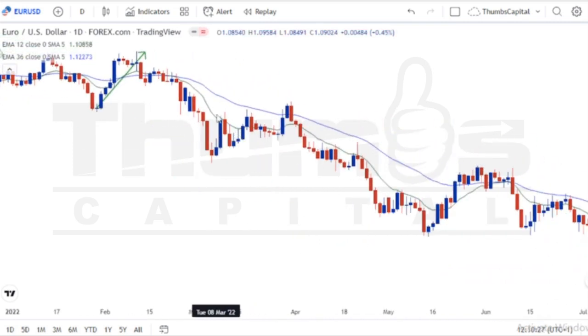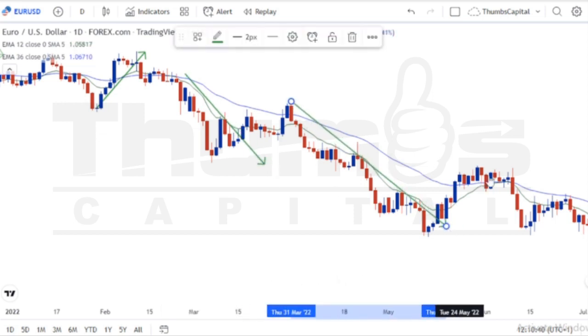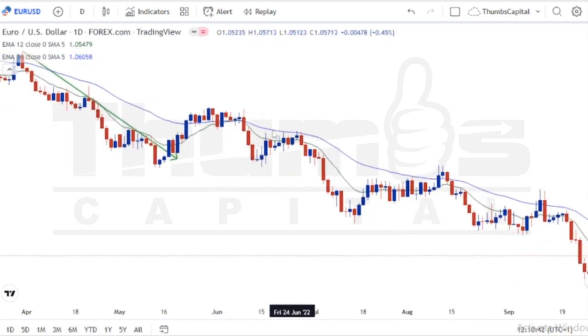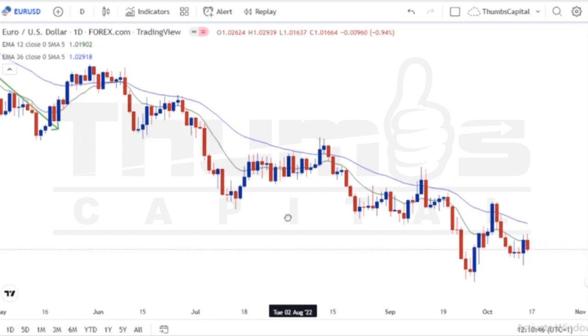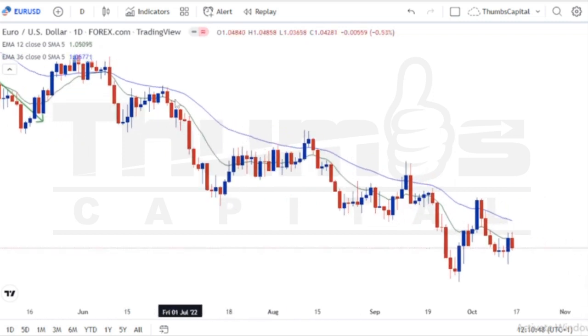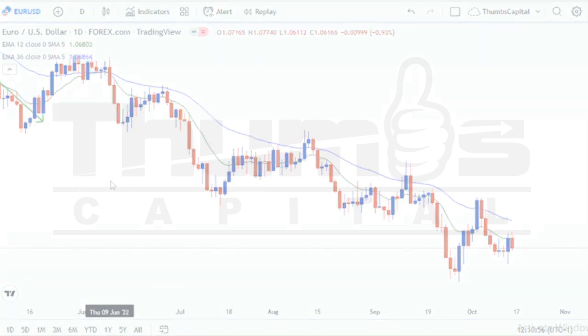At this point, the 12 EMA is back below the 36 EMA, which means we are back in the downtrend, and as you can see, price kept going downwards. See the downward push right there, and the green EMA remained below the blue one, which means the downtrend continued. As you can see right here, the downtrend really continued. So this is one of the methods to determine the direction of the market.